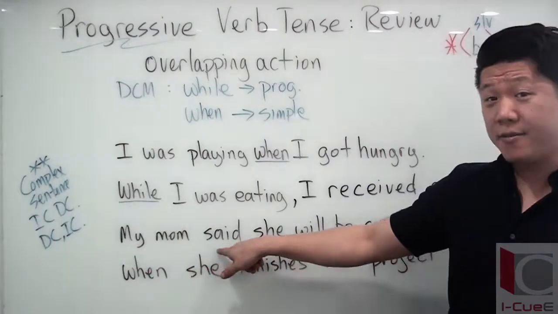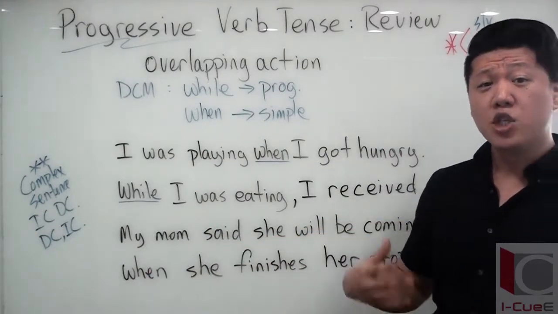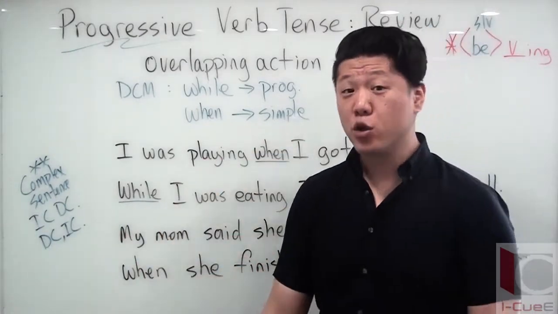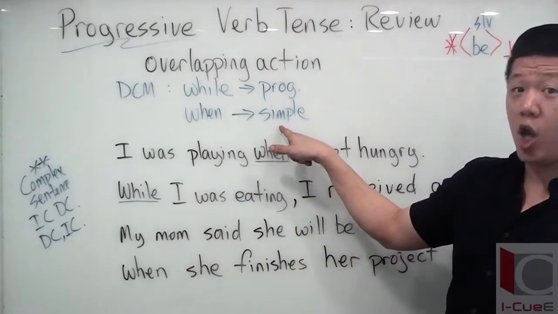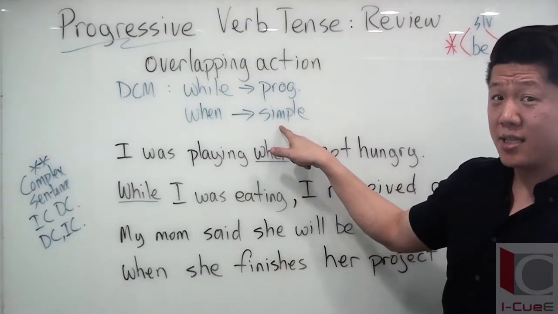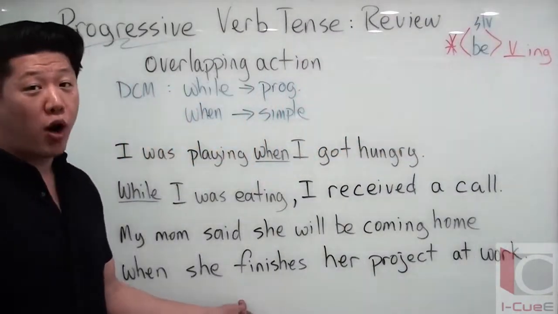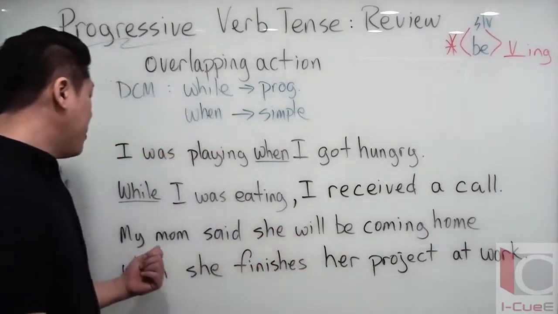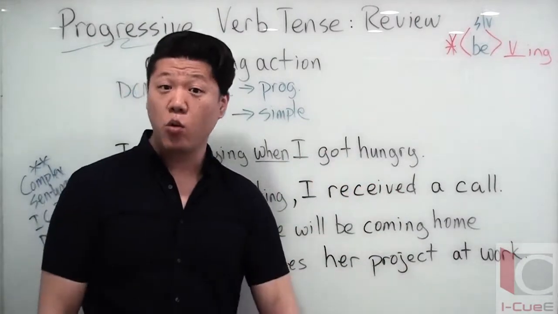My mom said, she will be coming home, okay? She will be coming home. Will be verbing is my future progressive tense. And then when, because my next clause is going to be a simple sentence, when she what? When she finishes her project at work. So when she finishes her project at work, my mom said she will be coming home. I could switch the clauses and they still work.